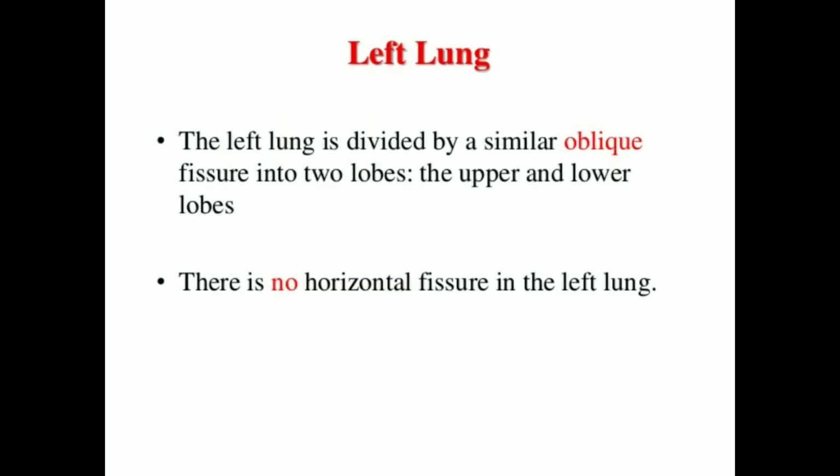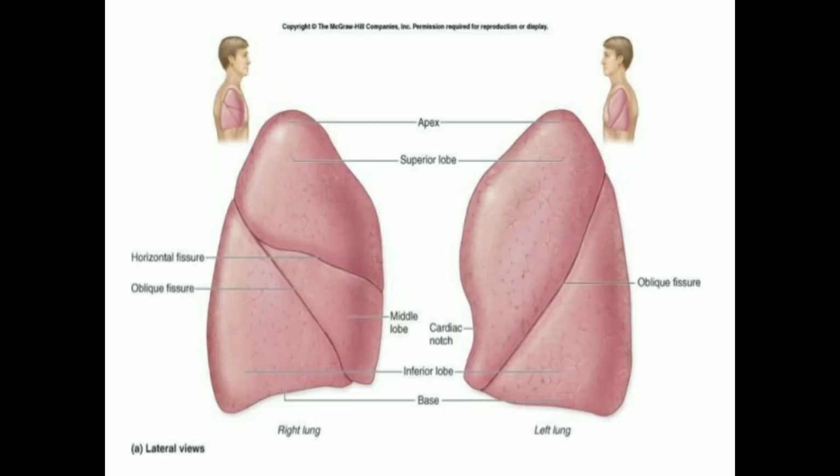Now, the left lung. We have seen that it has only one fissure, called the oblique fissure, which divides it into upper and lower lobes. So there is no horizontal fissure in the left lung. Okay, so you can make out clearly. See here, right lung and the left lung. How do I know? Right will have three lobes, left will have two lobes.